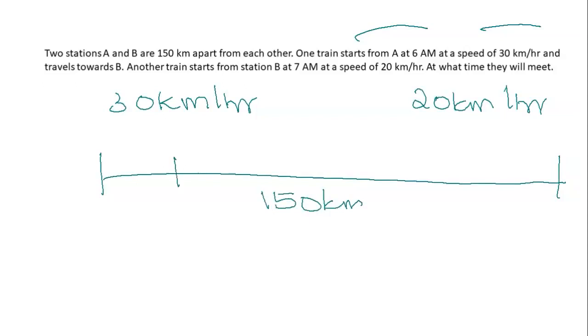The other train has already covered 30 kilometers. So it already covered that 30. So once 30 is gone, what is left is only 120 kilometers. 120 kilometers is what we have.